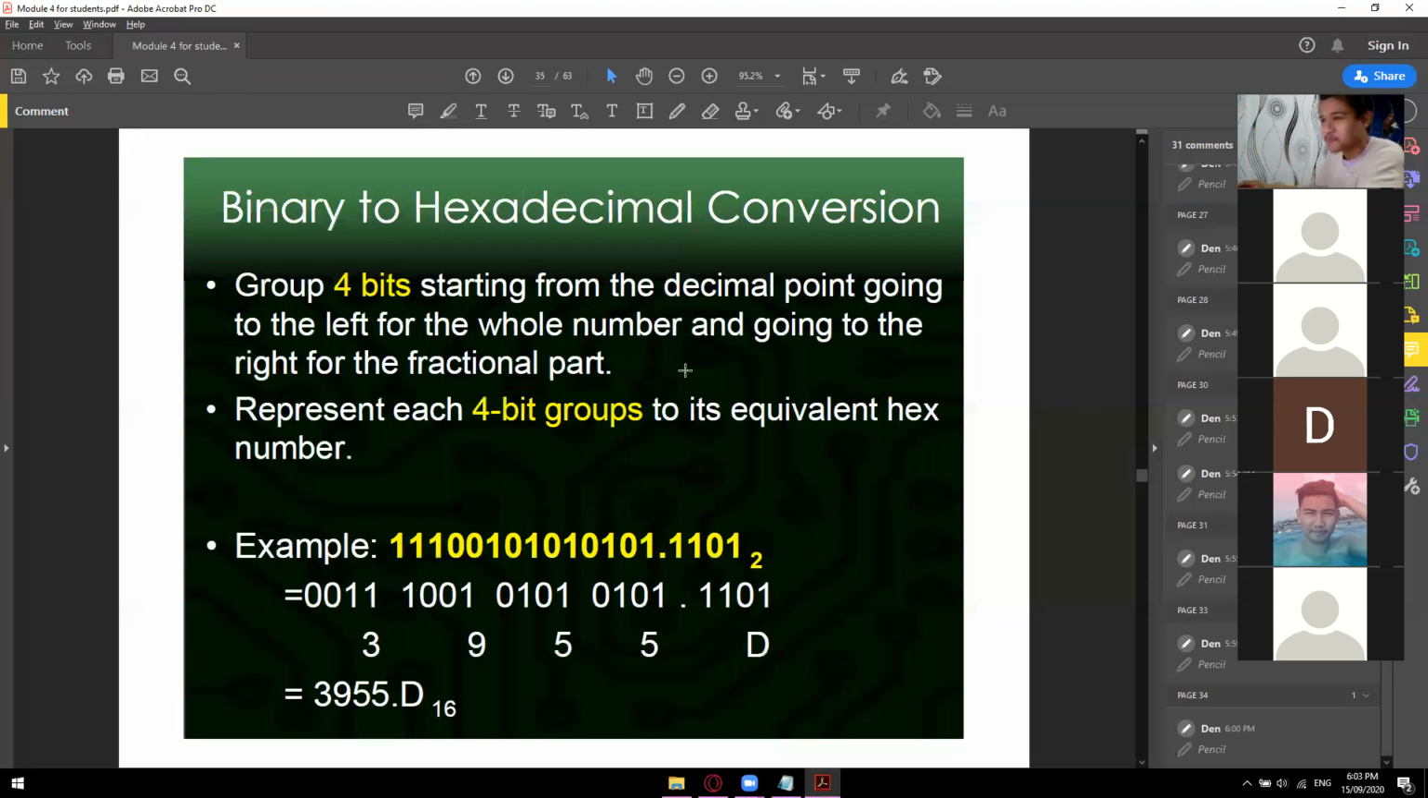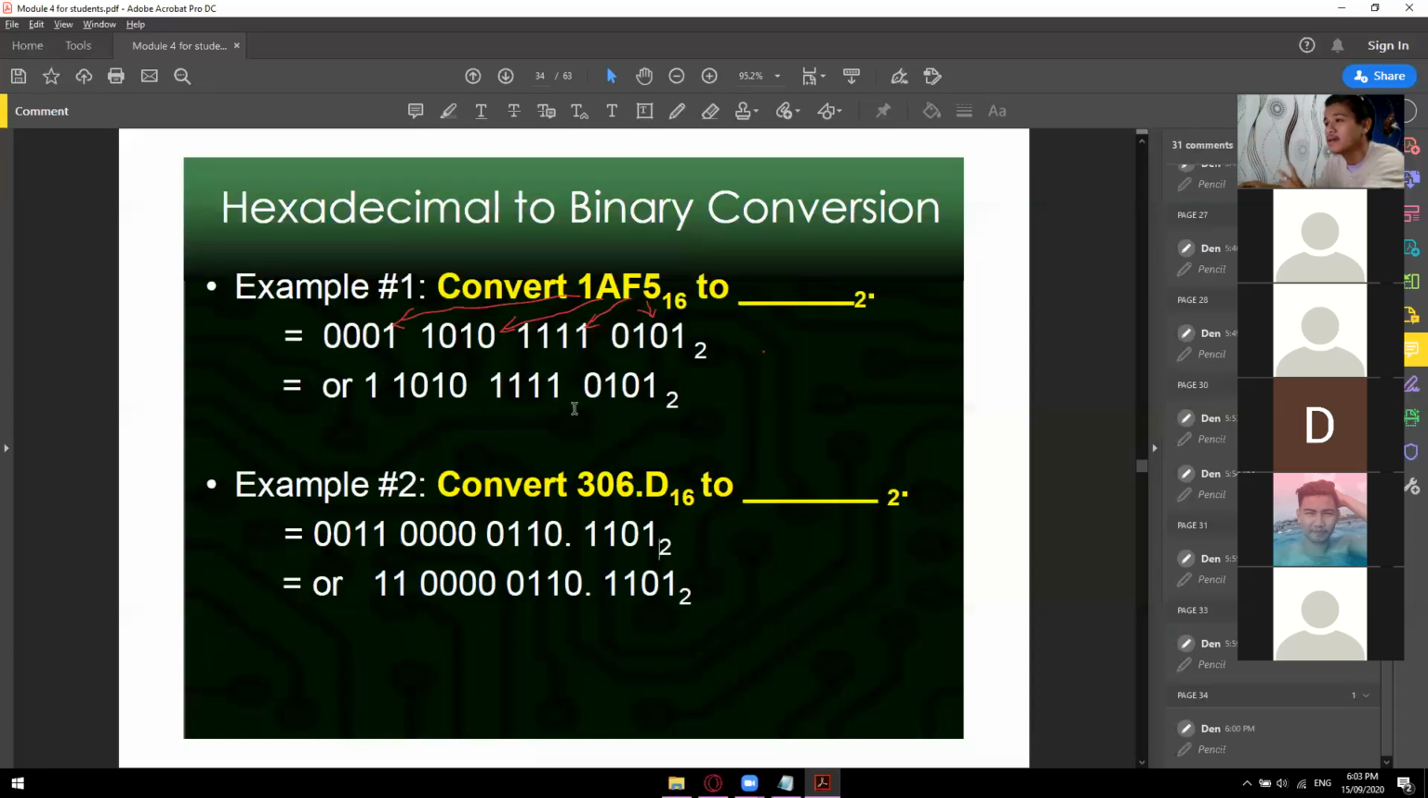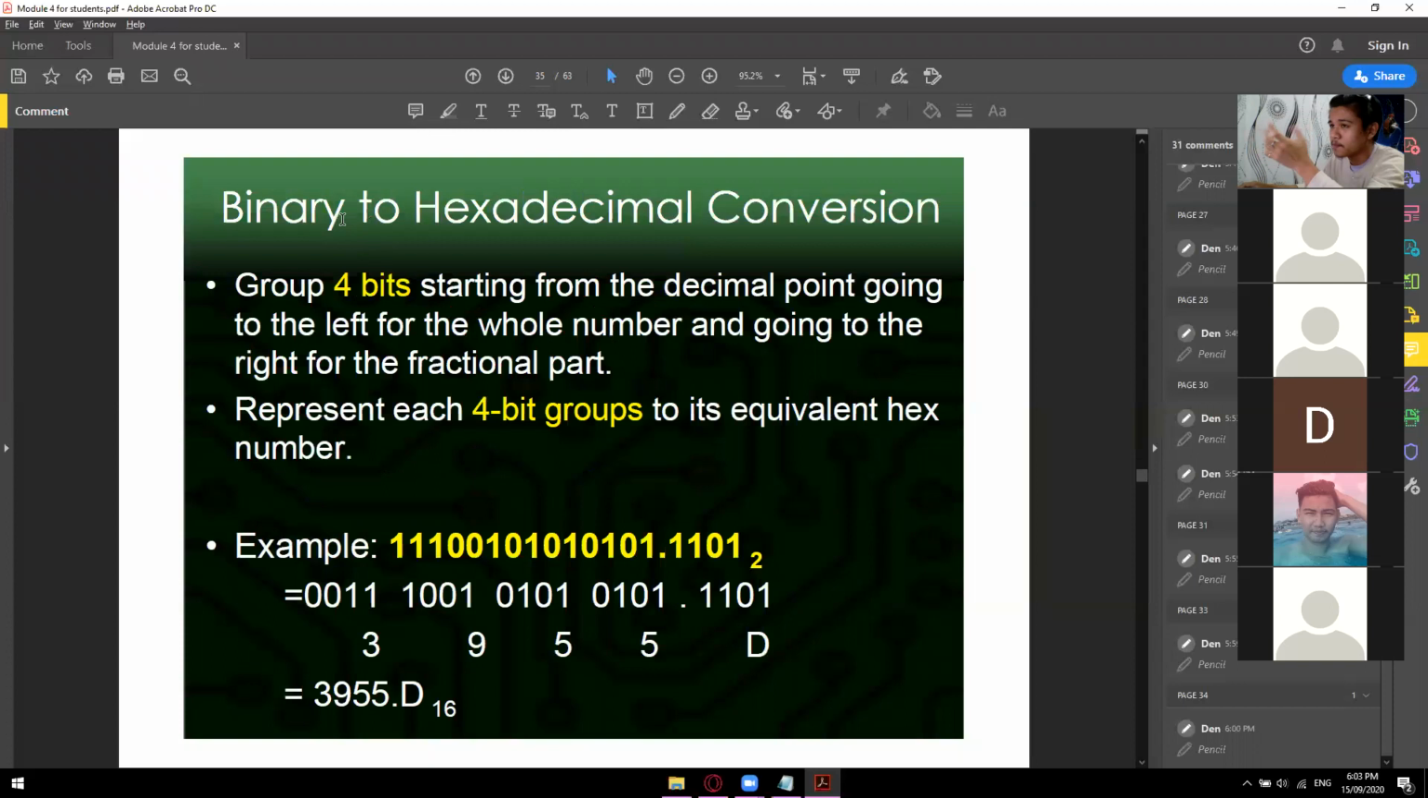Okay. So, next one. So, vice versa naman tayo. If we can convert hexadecimal to binary, we can also bring it back to its original form. So now it is asking us to convert it from binary to hexadecimal. Okay? So, eto muna yung ibibigay sa inyo initially, of course. So, kung papansinin nyo, sobrang gulo. Kasi magkakadugtong. So, ang tip dyan is group it by 4 bits, starting from the decimal point, going to the left for the whole number, and then going to the right for the fraction part. Okay? And then represent each 4-bit group with its equivalent hex number.